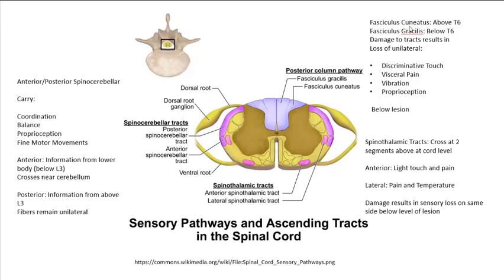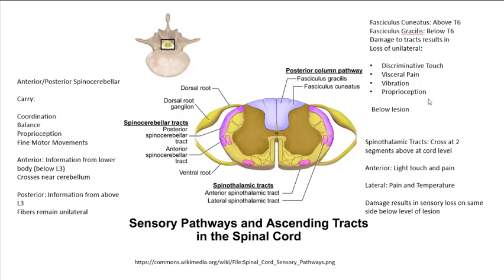So there are two of them. They're called the Fasciculus Cuneatus and Fasciculus gracilis. And the key information here is the cord level, T6, the sixth thoracic level. They really occupy the same space, but if it's above T6, it's called Fasciculus Cuneatus. If it's below T6, it's called Fasciculus gracilis. So these tracts carry sensory information such as discriminative touch, visceral pain, vibration, and proprioception.